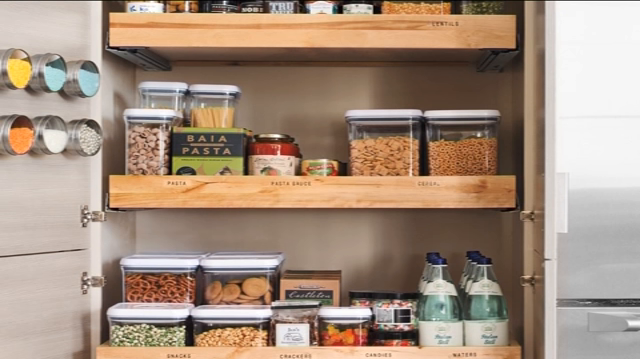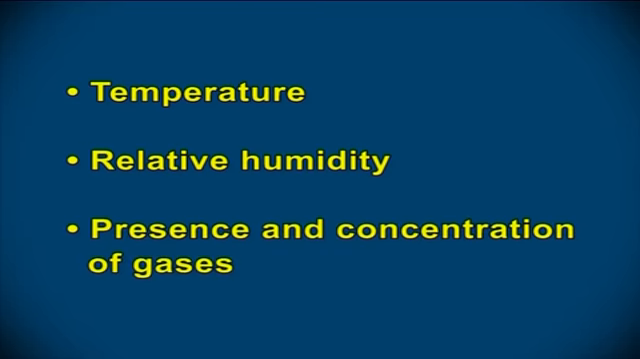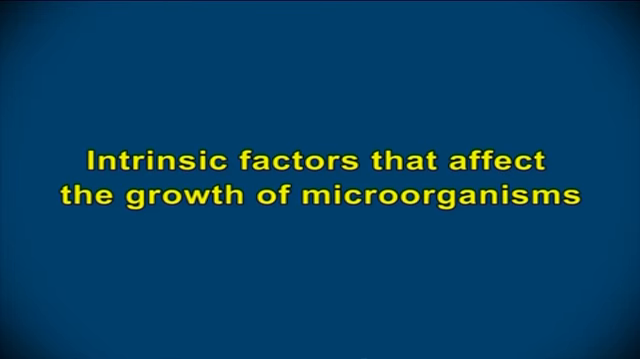The extrinsic parameters of food are not substrate dependent. They are those properties of the storage environment that affect both the foods and their microorganisms. Those of greatest importance to the welfare of foodborne organisms are as follows: temperature, relative humidity, presence and concentration of gases, and presence and activities of other microorganisms. Let us now discuss intrinsic factors that affect the growth of microorganisms in detail.